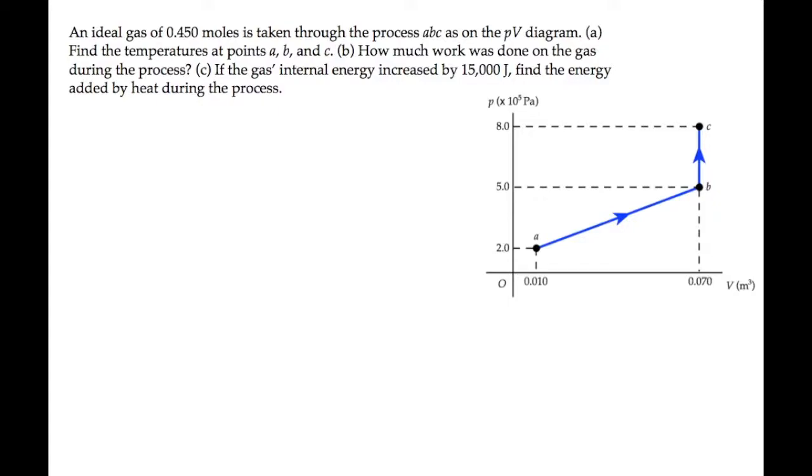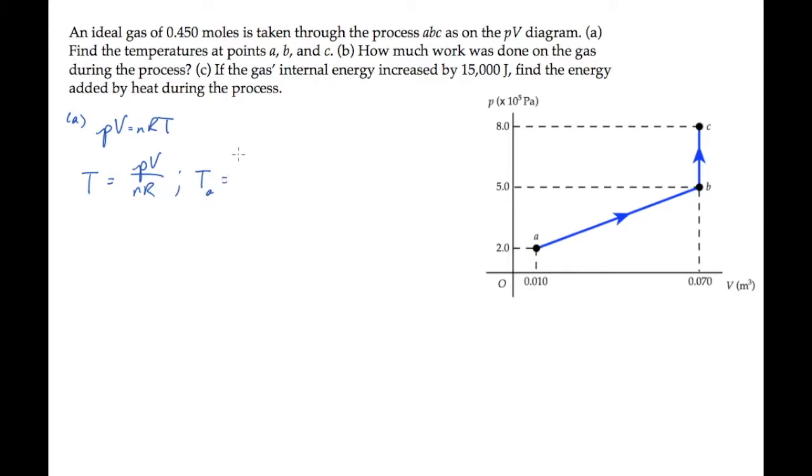The gas in this problem is taken from point A through B to point C. And in part A, we're asked to find the temperature at each of those locations. We'll do this using the ideal gas law. Solving it for the temperature, we see it equals PV over NR. We know all of those values, so we can substitute them.